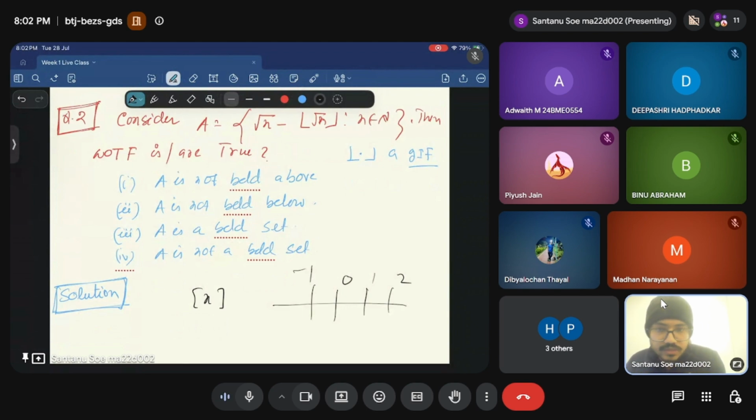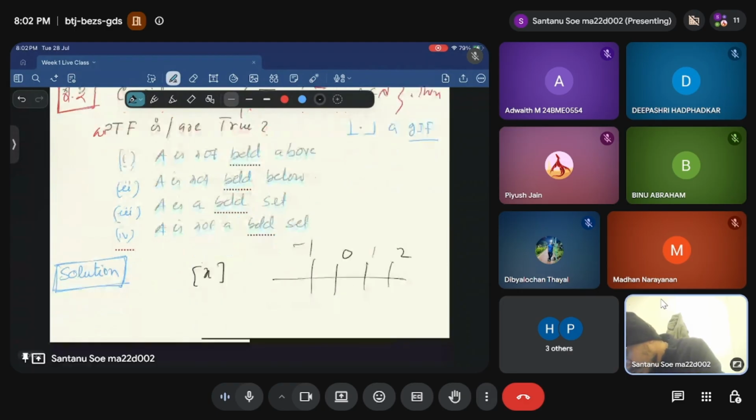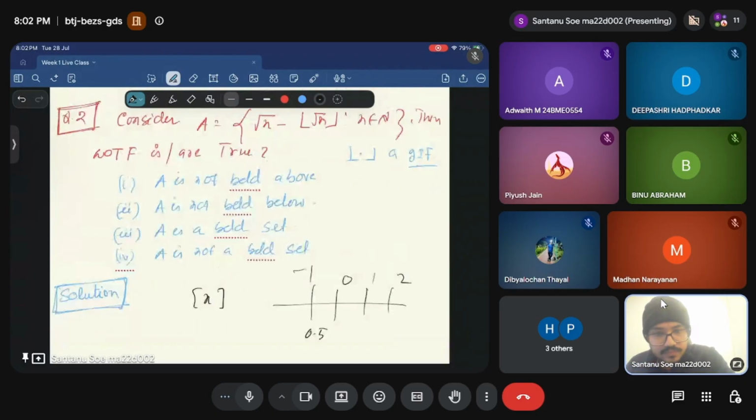So if you take any number between 0 and 1, which excludes 1, the greatest integer function of that number will always be 0. So it is written like this. For example, if you take 0.5, then the box function of 0.5 will be 0. Similarly, if you take, let's say, 1.7, the box function of 1.7 will be just 1. So the leftmost integer will be represented as the box function of that number in that interval.